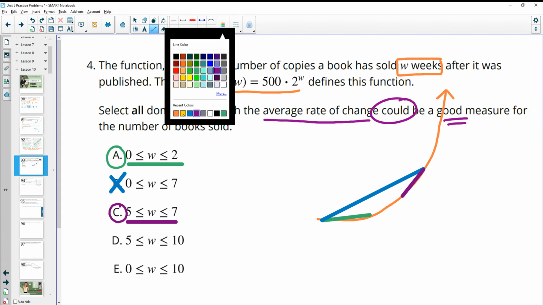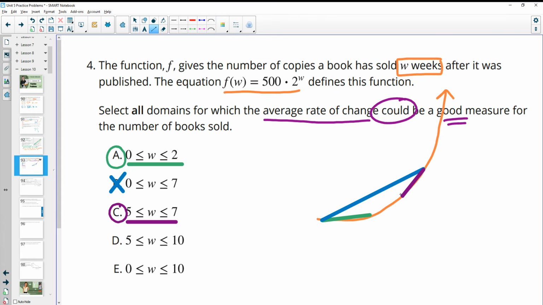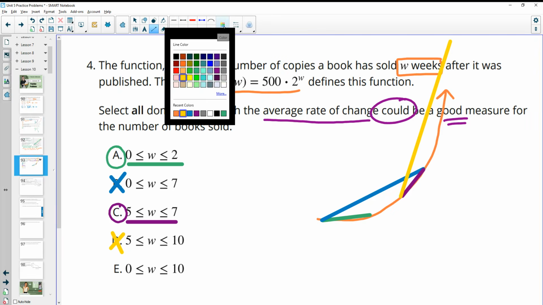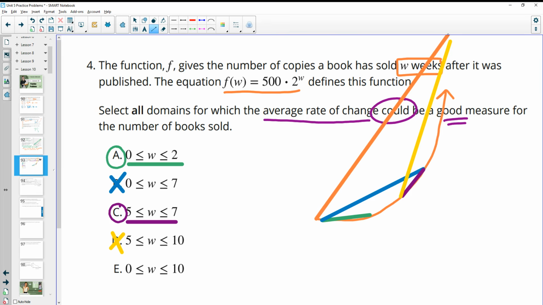5 to 10. So 5 to 10, again, and 10 is probably way up here somewhere. Again, not very good. Those are too far apart. So the data is changing too drastically and too differently. Then the last one, 0 to 10, surely not, right? That one's for sure not going to be good, up here to there. It's going to miss a ton of this data. So that one is not going to be good either.